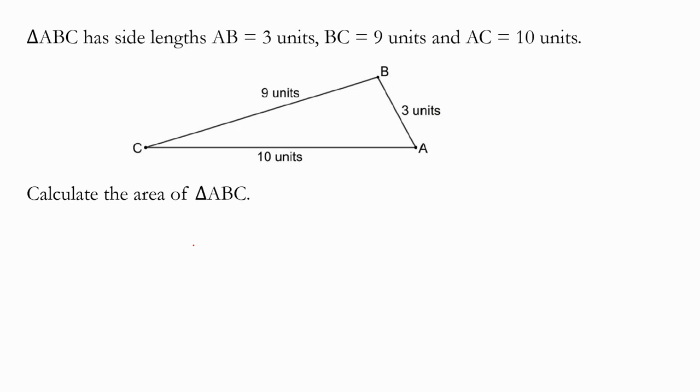Right, welcome back. Let's do question 3b2. A triangle ABC has sides AB 3 units, BC 9 units, and AC 10 units. Calculate the area of triangle ABC. Right, how do you find the area of triangles that are not right angled? We have to use the area rule.